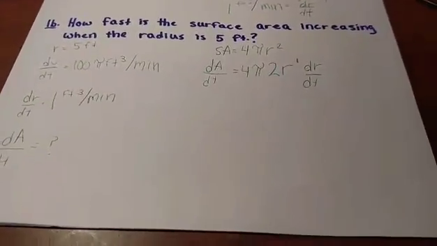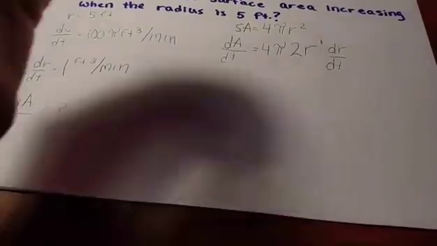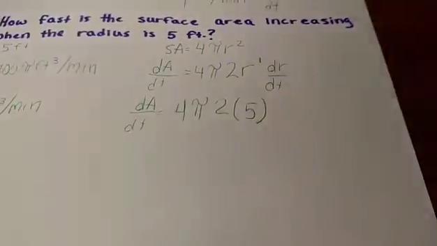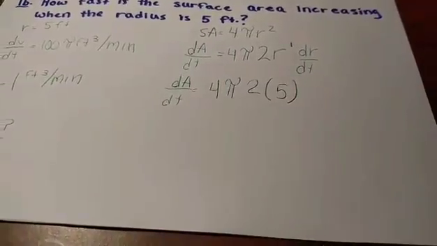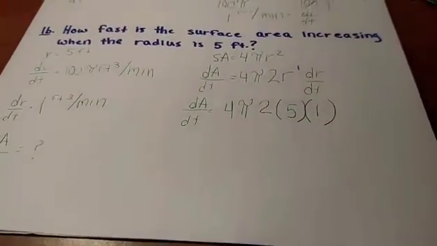Again, like before, we plug in what we already know. We do not know dA dt, so that will stay the same. 4 pi stays the same, obviously. The 2 stays the same. Our radius we know is 5 feet. 5 to the first power is obviously 5. And we know that dr dt, because we just solved for that, is 1 foot cubed per minute. So I will plug in 1 for that.